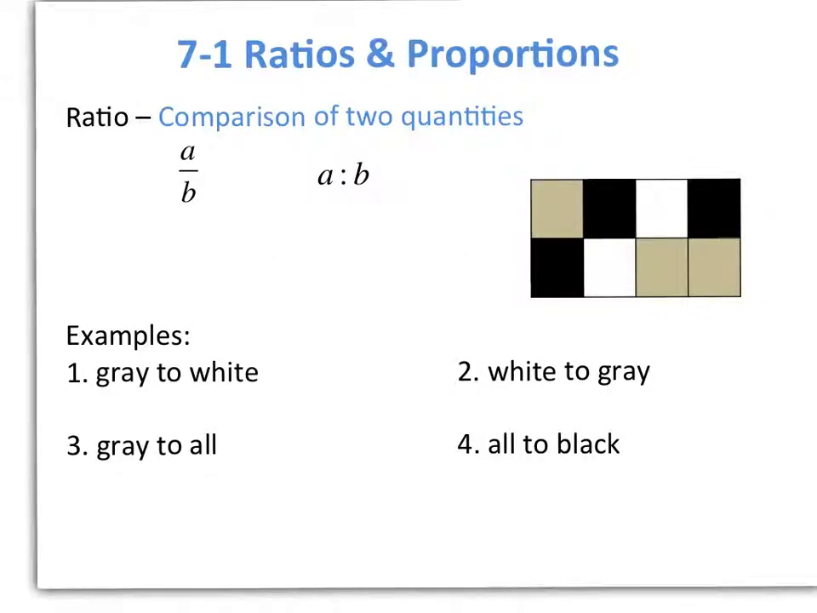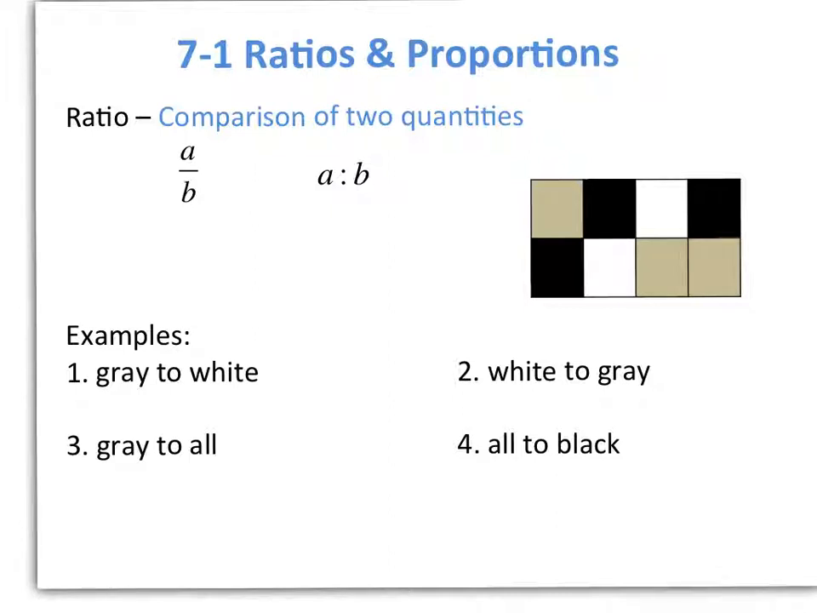The first lesson in Chapter 7 is ratios and proportions. A ratio is a comparison of two quantities. It can be written as a fraction, a over b, or written with a colon, a to b. Let's look at some examples, and we're going to refer to the squares on the right.